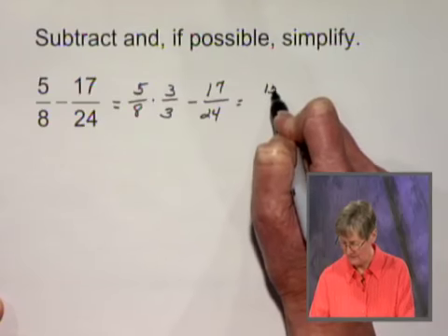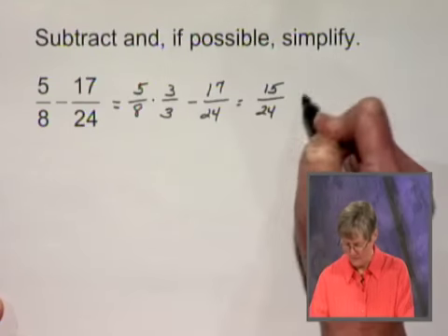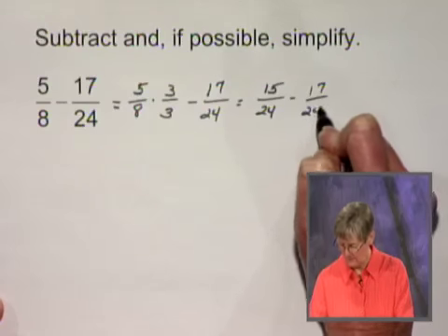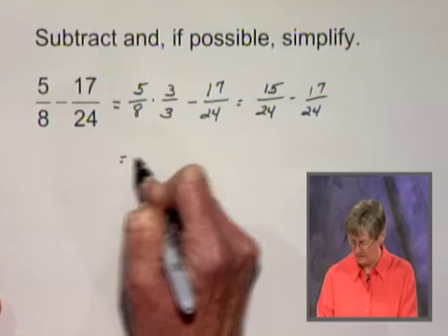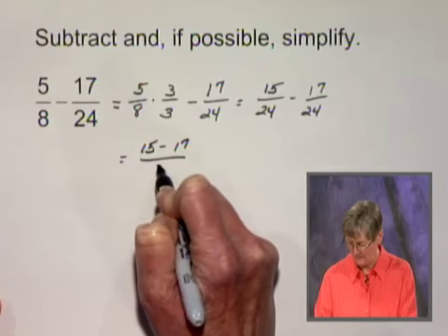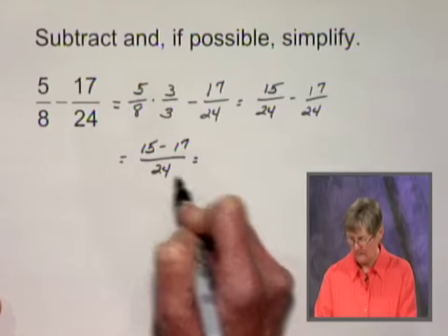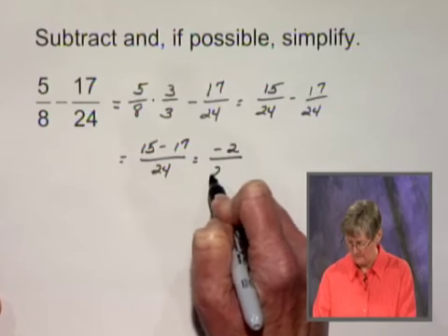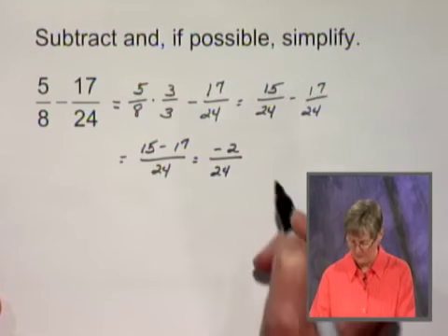So we have 15/24 minus 17/24. And when I perform the subtraction, I subtract the numerators now and keep the common denominator. When I subtract 15 minus 17, I get -2. So I have -2/24.